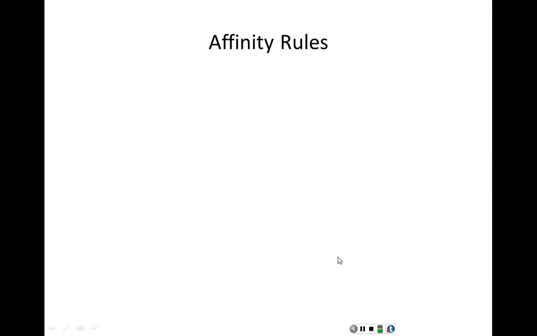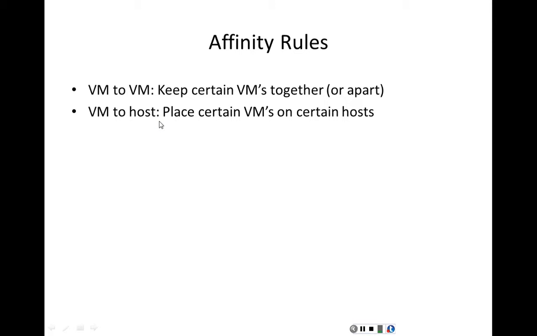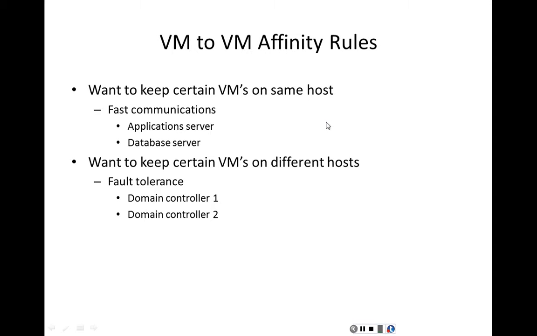Let's now move on to affinity rules. Affinity means two things go together. Like, I have an affinity for chocolate. There are VM to VM affinity rules and VM to host affinity rules. VM to VM affinity rules keep certain VMs together or apart. And VM to host affinity rules place certain VMs on certain hosts. So let's start out by looking at VM to VM affinity rules.